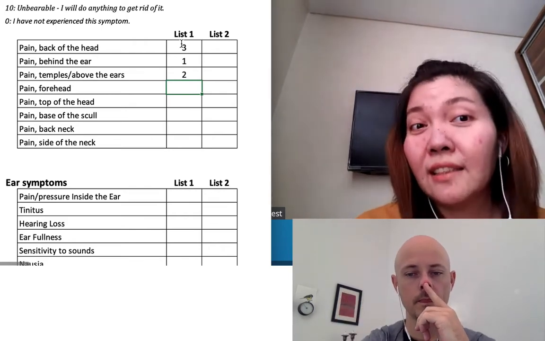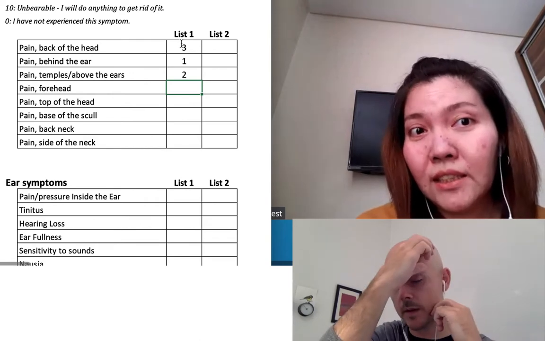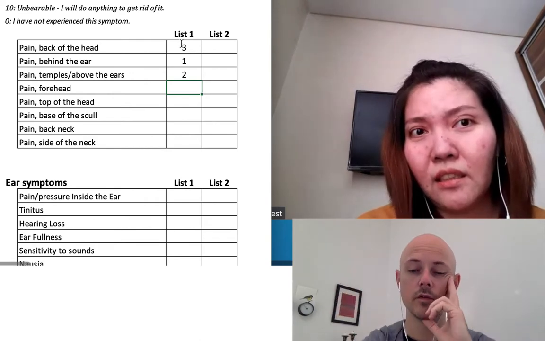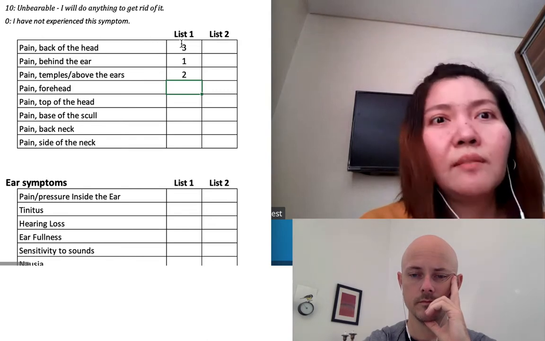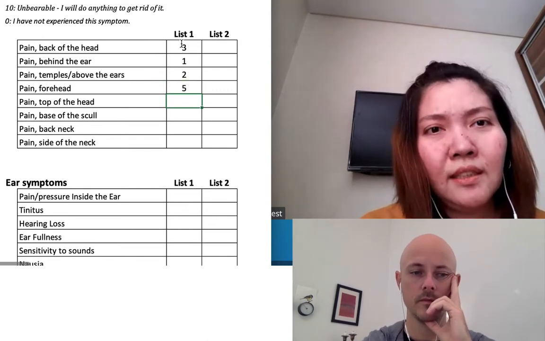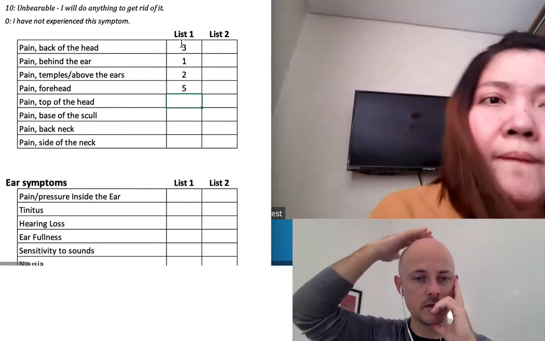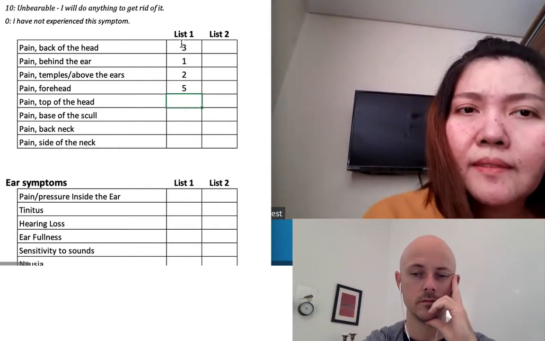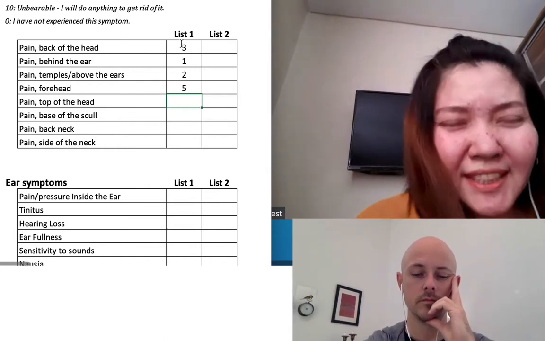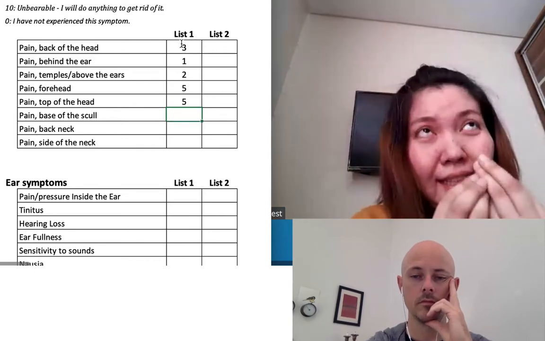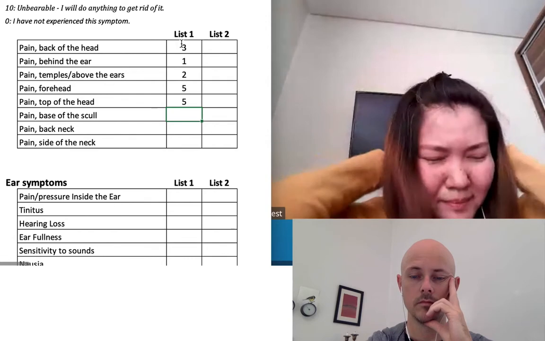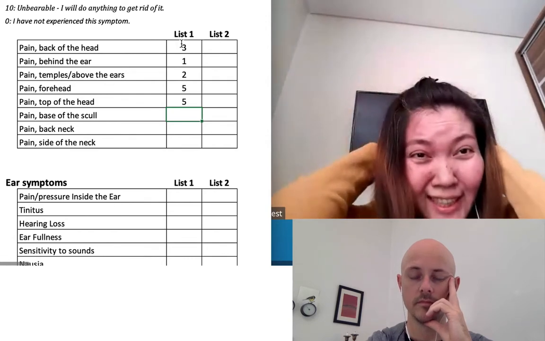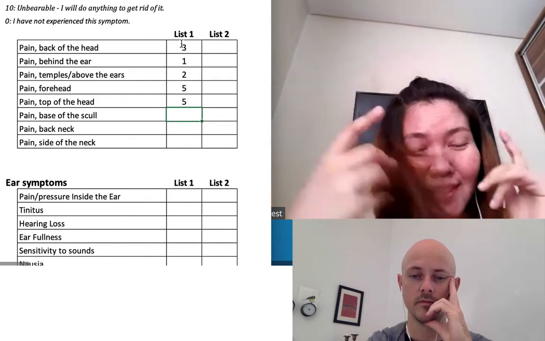And pain in the forehead or above the eyes. Not the eyes, just in the forehead. 5. And then we have on top of the head. 5 also, because it's the pain in my head. I feel that it radiates from here, so it's both 5.